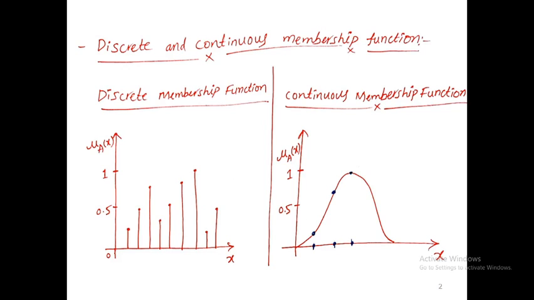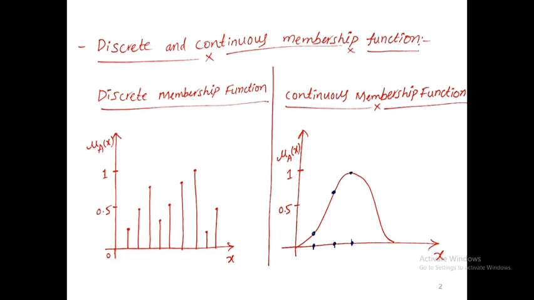So what are the membership functions? Like discrete and continuous membership functions, and what are its features, those things we'll see in today's session. So there are two types of membership functions, mainly discrete type and continuous type of membership functions.